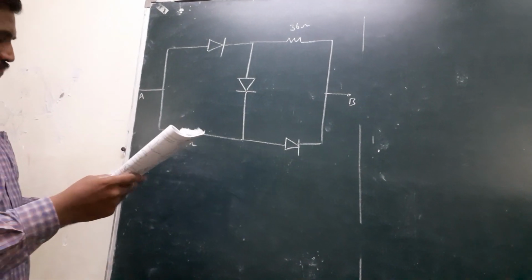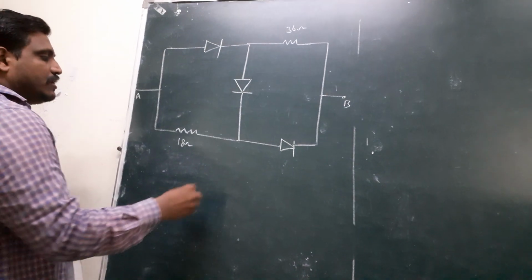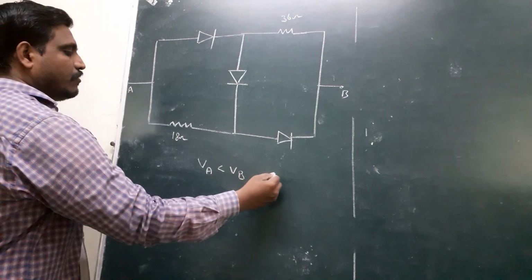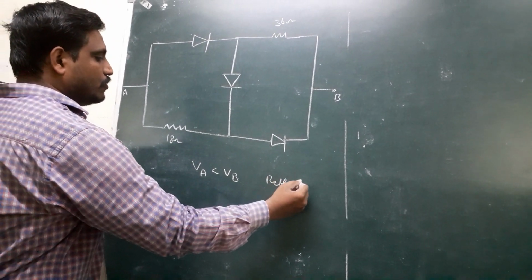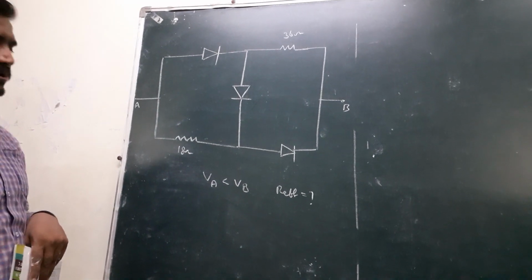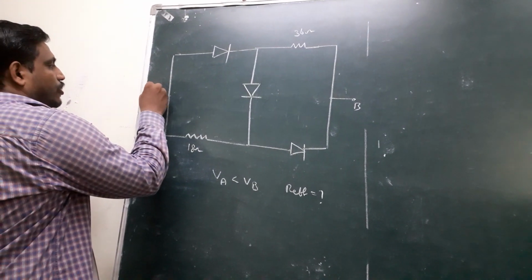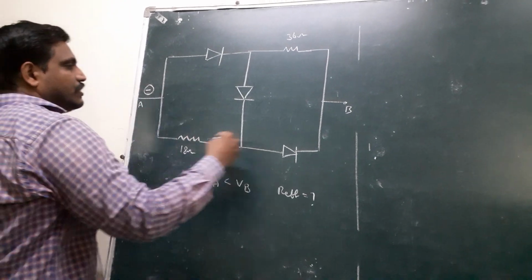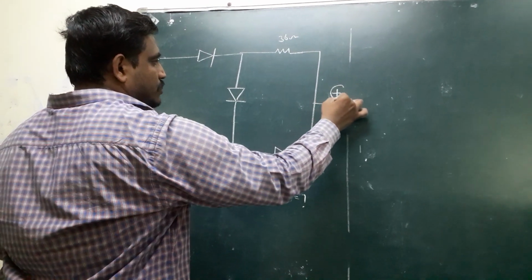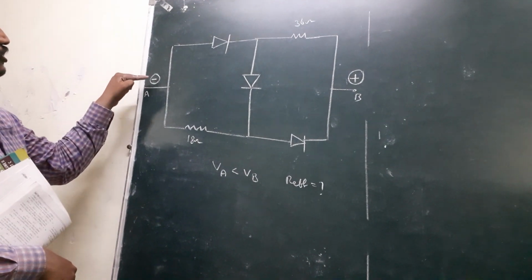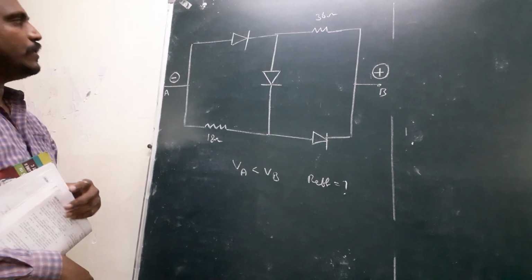Look here now. Here the keyword is VA less than VB. Find R effective. This is the question. In the previous problem it was VA greater than VB. According to this condition, VA is less, meaning minus, and VB is more, meaning plus. Here A is connected to negative and B is connected to positive.